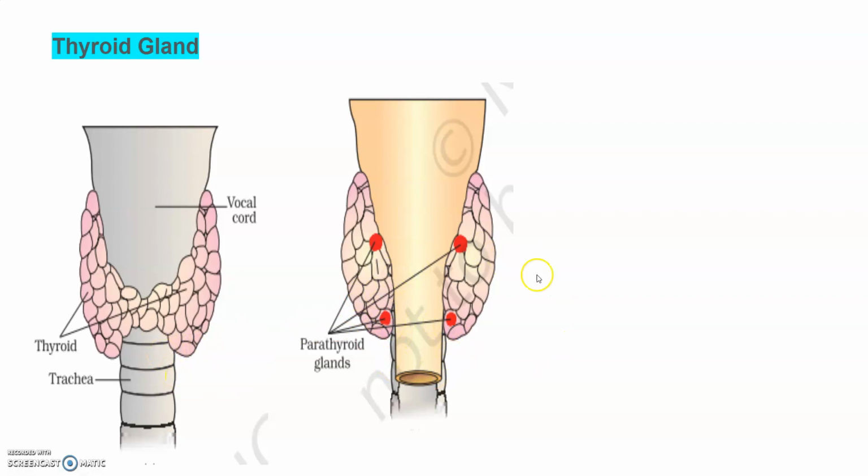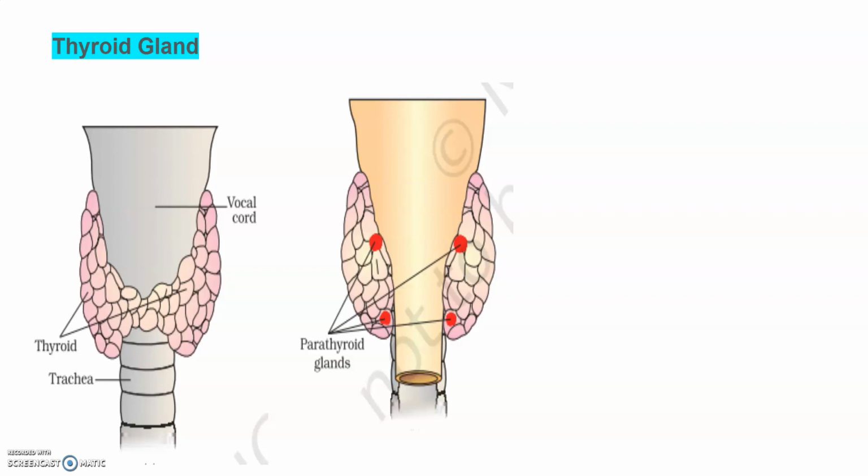So let's talk about the parathyroid gland. In humans, four parathyroid glands are present on the back side of the thyroid gland, one pair on each of the two lobes of the thyroid gland. The parathyroid gland secretes a peptide hormone called parathyroid hormone, PTH. The secretion of PTH is regulated by circulating levels of calcium ions. Parathyroid hormone increases the calcium levels in the blood.